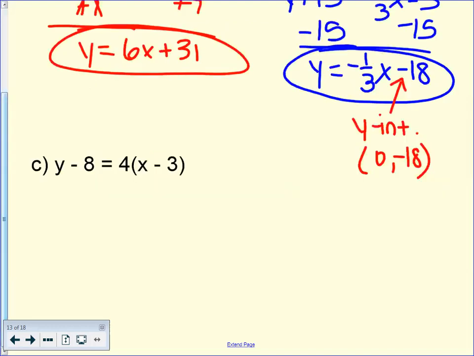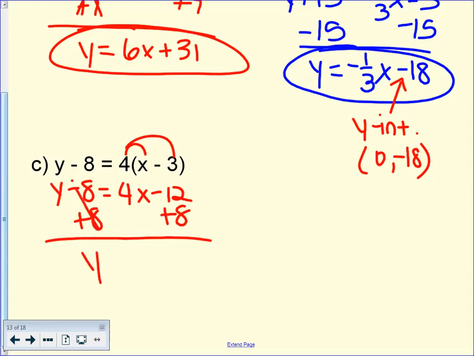All right, go ahead, pause the video and try this one. All right, so we've come on back. Let's go ahead and distribute again. Notice my steps have never changed. I'm still distributing first, then moving whatever was with y over to the other constant and getting my equation. Negative 12 plus 8 is negative 4, giving me my equation. That's all you got to do going from point slope to slope intercept.